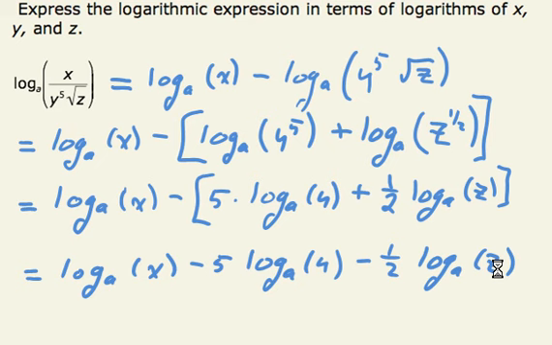So now we've used properties of logarithms to write this single log as a sum of 3 separate logarithms. Let's realize that we could have gone the other way too. I could have started with this expression and used those properties to combine them into one logarithm.